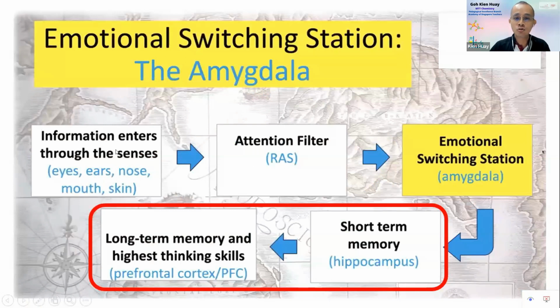So I've gone through the sensors, the attention filter, and we talked about the amygdala. Now we talk about short-term memory, or in today's context, most people prefer to use the word working memory. That is the memory at play when you're actually thinking about the data. And of course, long-term memory, and the highest thinking skill, which we call executive functioning.